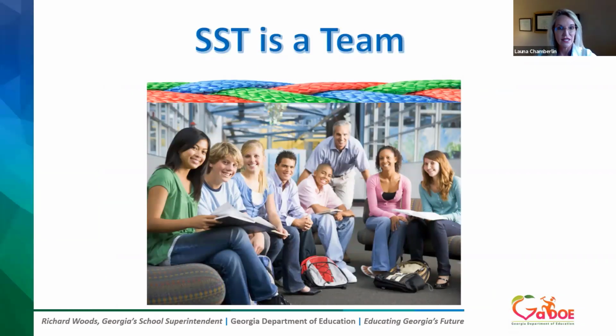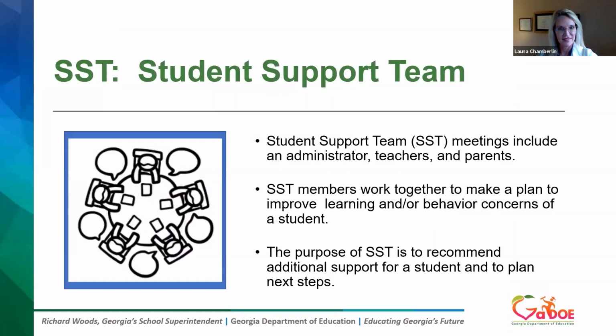And SST is a team and is a part of the MTSS process. So SST, or Student Support Team meetings, include an administrator, teachers, and parents. And SST members work together to make a plan to improve learning and/or behavior concerns of a student. So the purpose of SST is to recommend additional support for a student and to plan next steps.